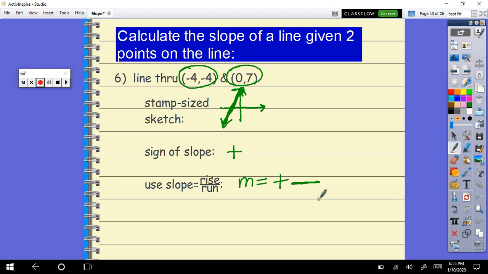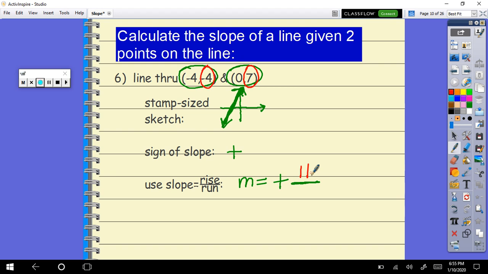Now remember, rise means y's. Well, my y's are -4 and 7. So, if you were to count from -4 to 7 on the number line, would you recognize that you were counting 11 steps? And it doesn't matter if you go from -4 up to 7 or from 7 down to -4.